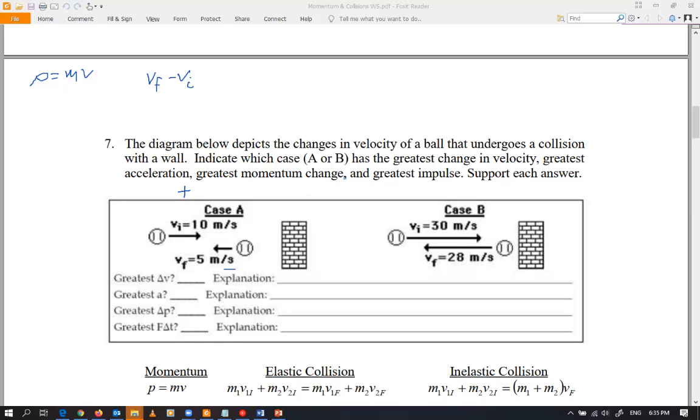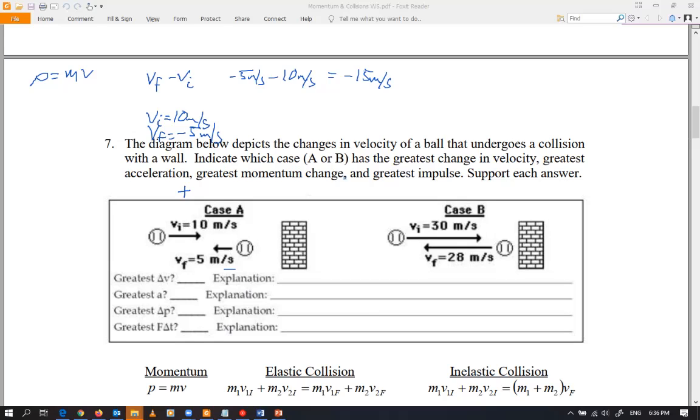So if we say our initial velocity is 10 meters per second, our final velocity is going to equal negative 5 meters per second because it's in the opposite direction. If we substitute that in, we've got negative 5 meters per second minus 10 meters per second. So our delta V here is negative 15 meters per second. That's the gap we're looking at in terms of our delta V.